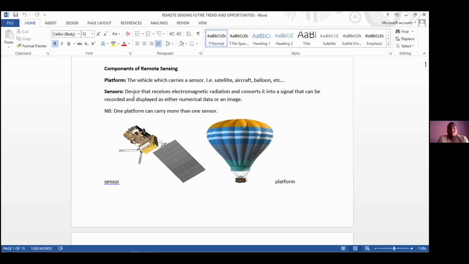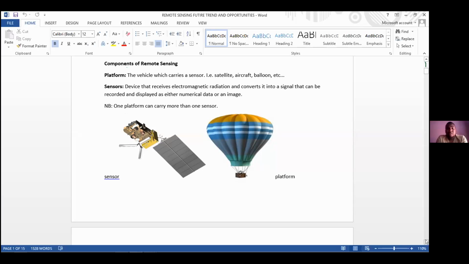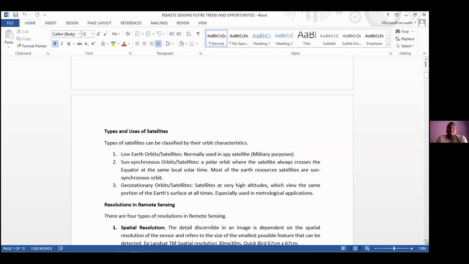And using a GPS, for instance, you can see even the number of satellites in the sky at that particular time. So the two components of remote sensing are the platform and the sensors. And then, as we go further, we're going to look at some other things. The next thing we're going to look at is the types of satellites.